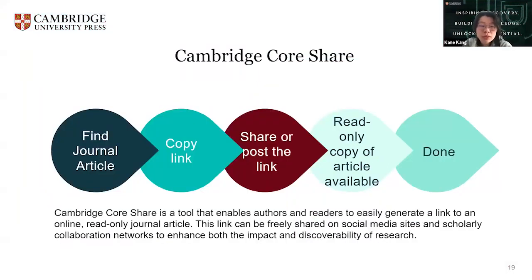And we talked about Cambridge CoShare. Cambridge CoShare is a tool that enables authors and readers to easily generate a link to an online read-only journal article. So this link can be freely shared on social media sites and scholarly collaboration networks to enhance both the impact and the discoverability of research. You can search Cambridge CoShare. And it's very simple to use. So the simple URL allows the article to be shared freely on social sharing sites, scholarly collaboration networks, and email, increasing both discoverability and impact of research. So it could be very useful for you. And that's about how to promote the article.